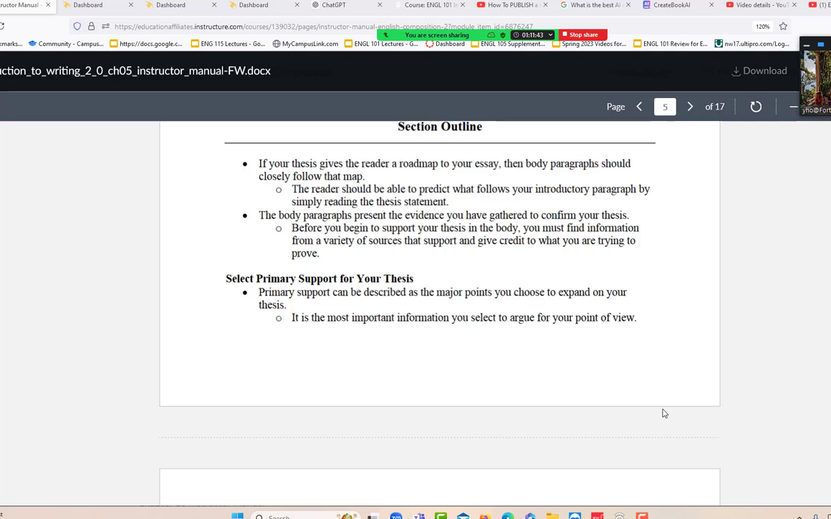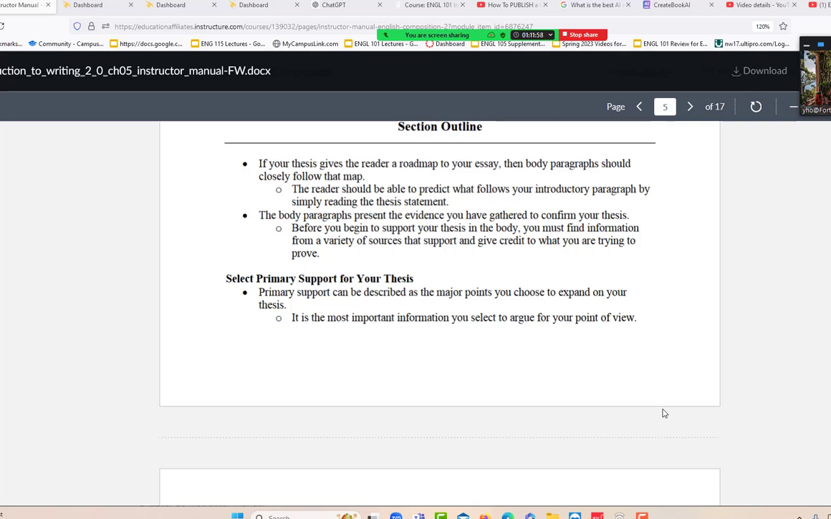Before you begin to support your thesis in the body, you must find information from a variety of sources that support and give credit to what you are trying to prove. Select primary support for your thesis.